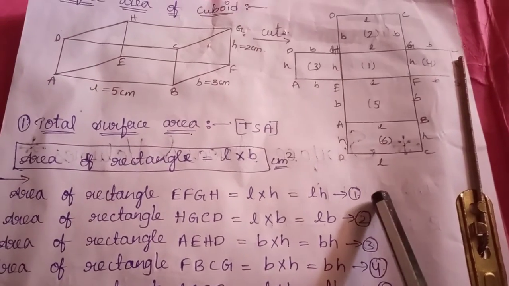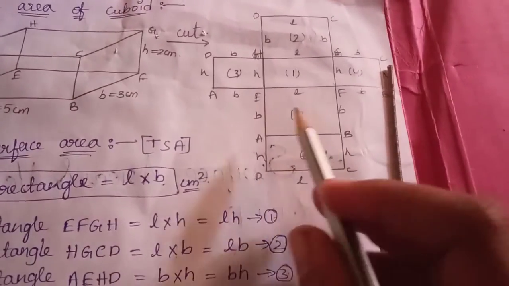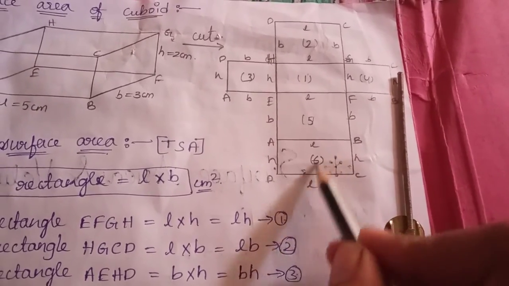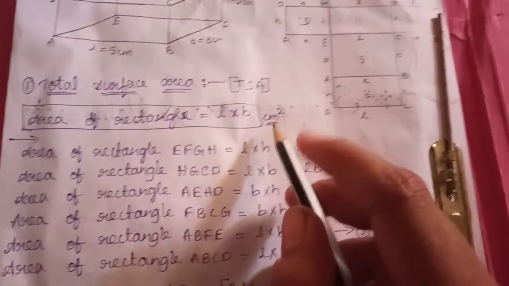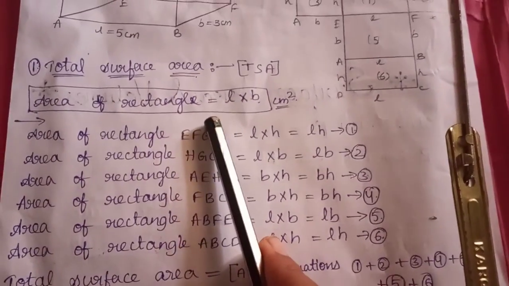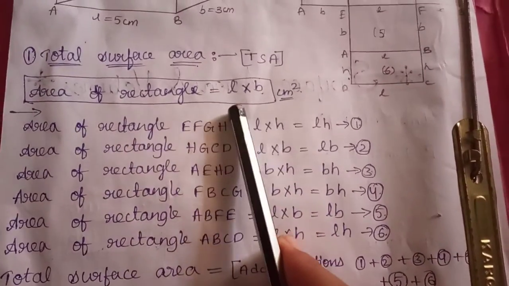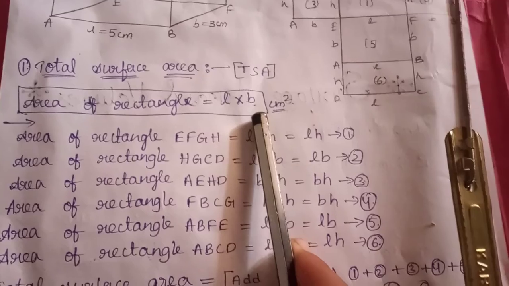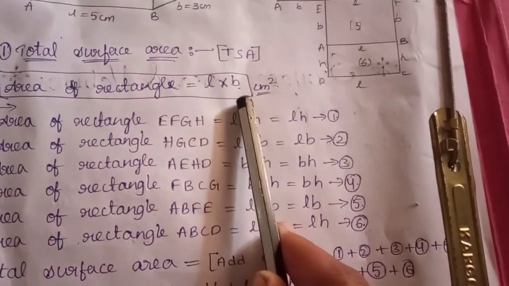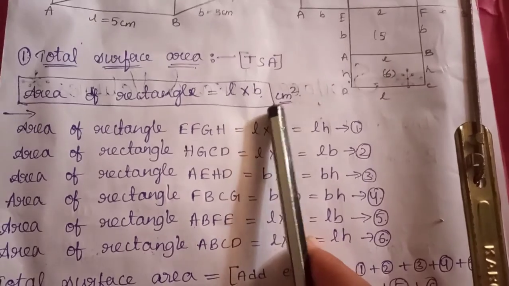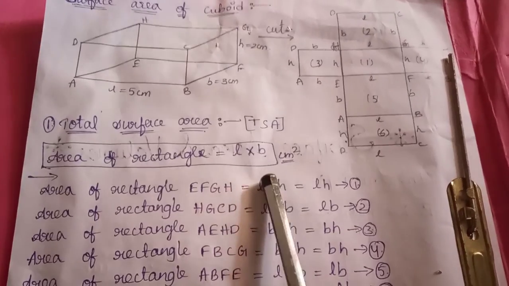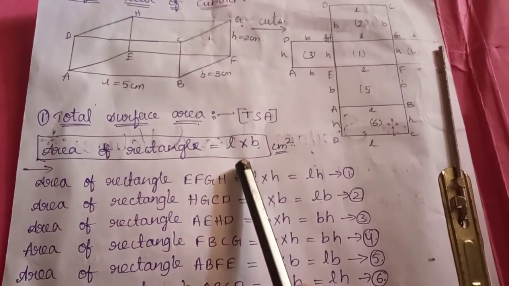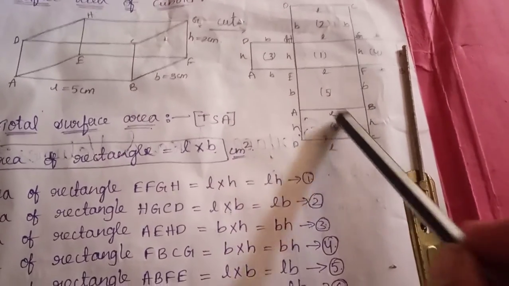Total surface area includes the area of the 6 rectangular faces. Here these are all rectangles, so the area of these 6 faces gives the total surface area. So mainly we should know the area of a rectangle. This is the main point. The area of a rectangle is length into breadth, and we already know that the unit for area is centimeter square. So remember this. To get the total surface area, we should know the 6 faces' areas.